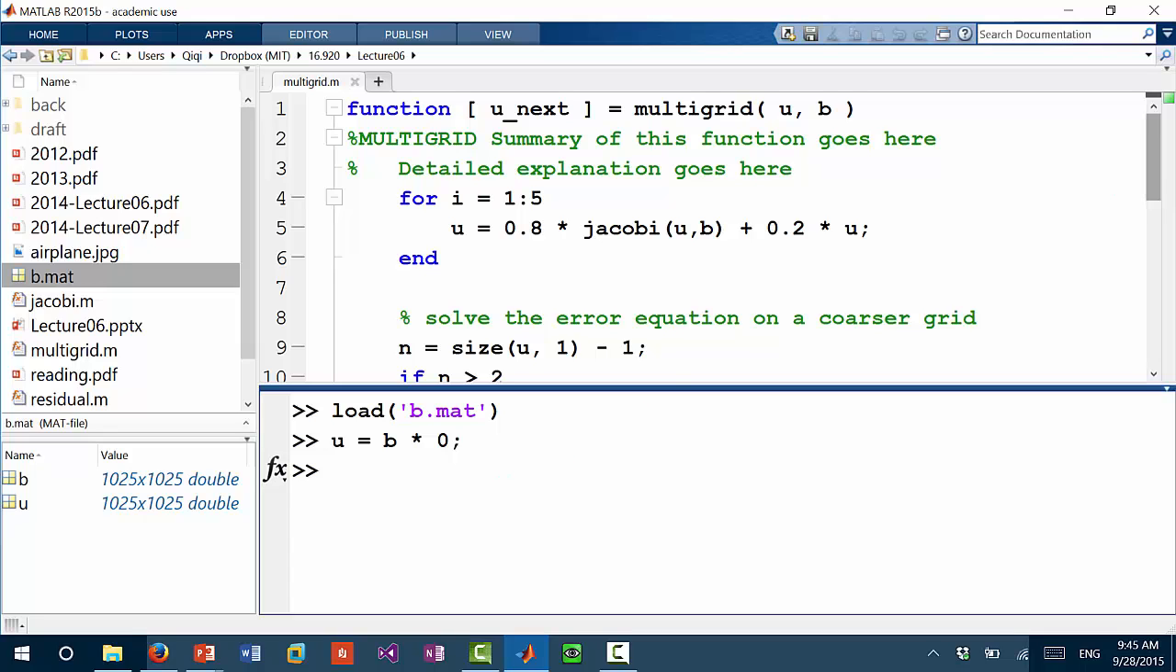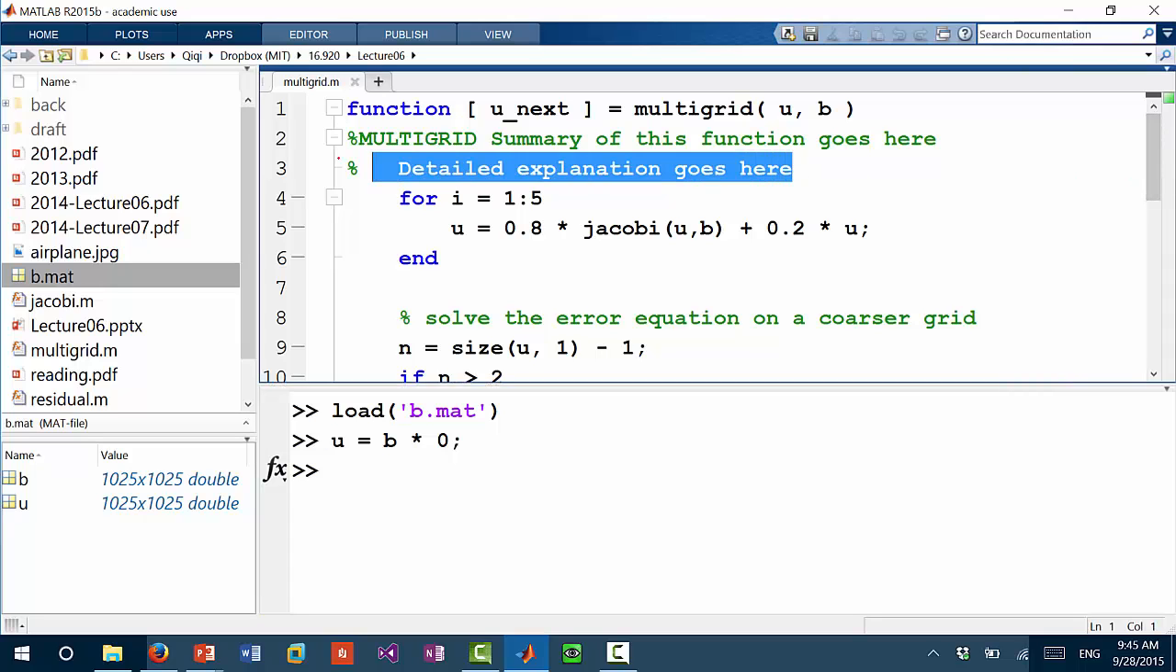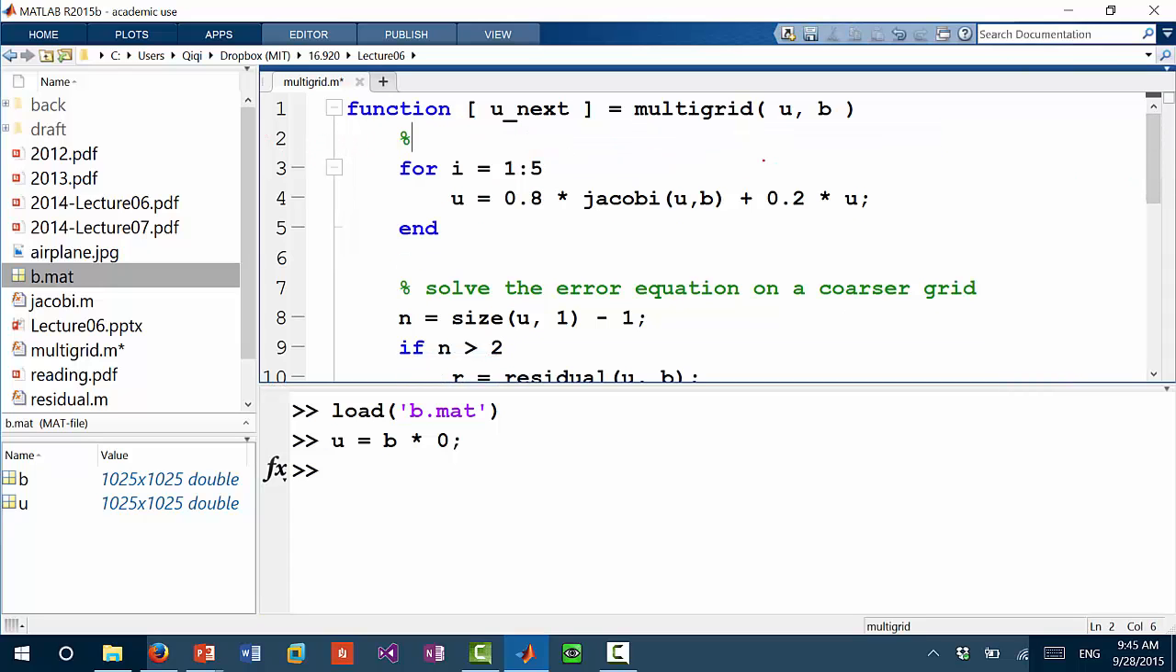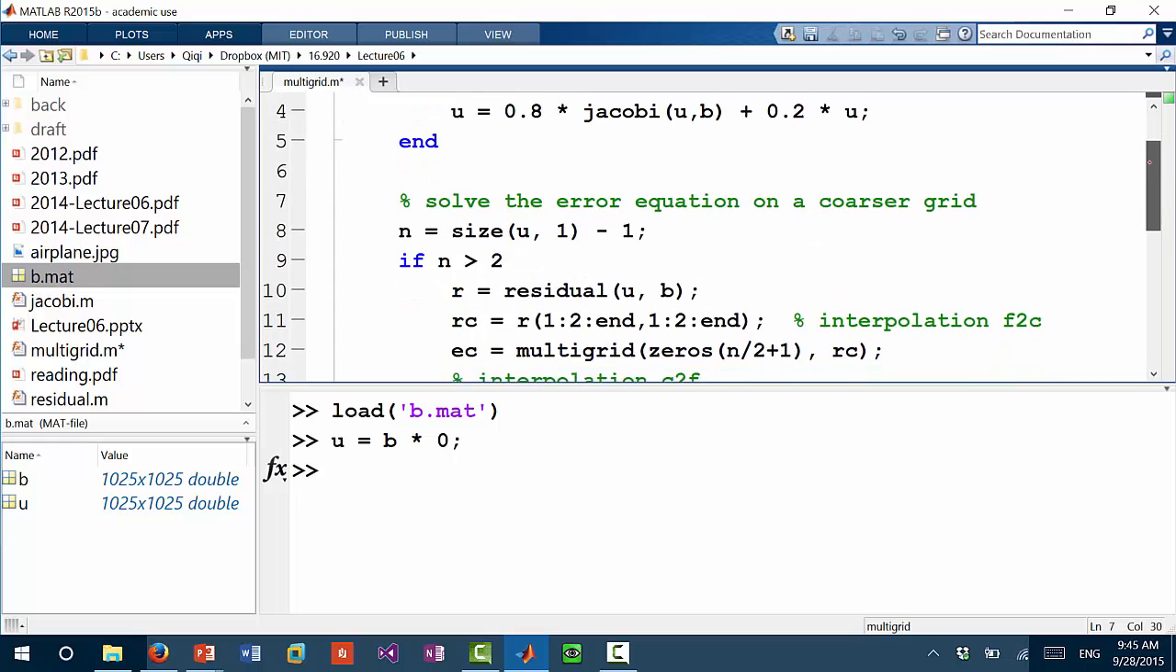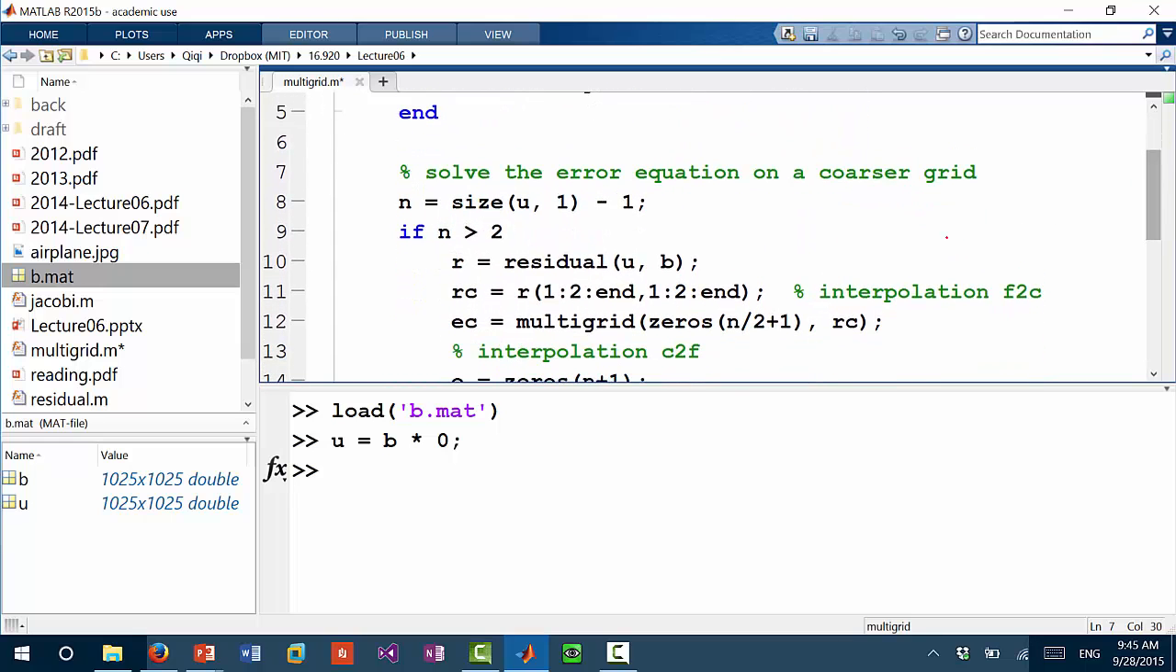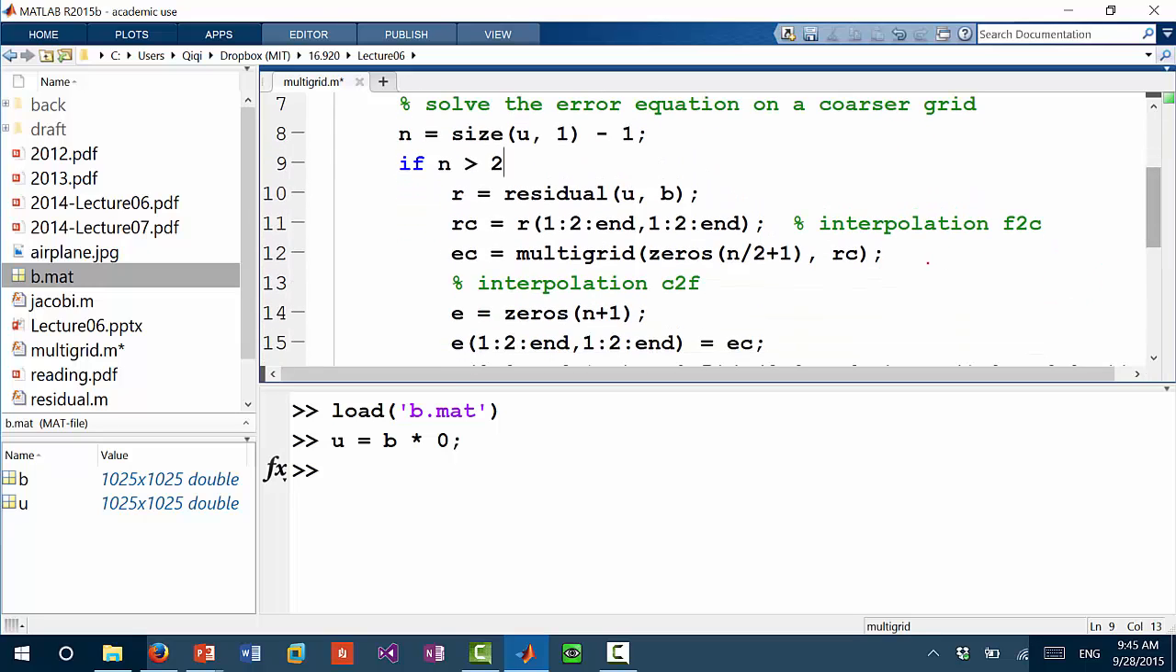All right. And so let's just remember the code a little bit. So this is pre-smoothing. This is solving the error equation on the coarse grid. So this is computing the residual, interpolating the residual to the coarse grid. This is the recursive call. This is calling multigrid to solve the error equation, which then calls multigrid again to solve the error equation of the error equation, which then calls multigrid again to solve the error equation cubed, which actually calls again to solve the error equation to the fourth.